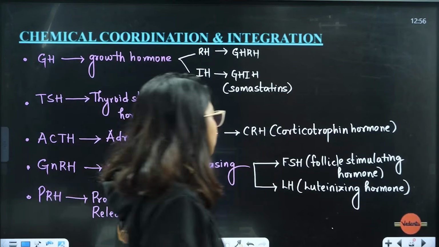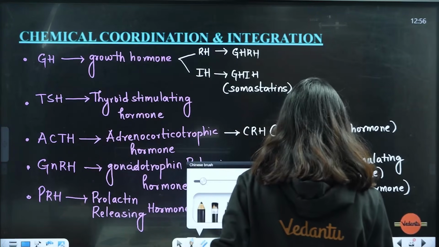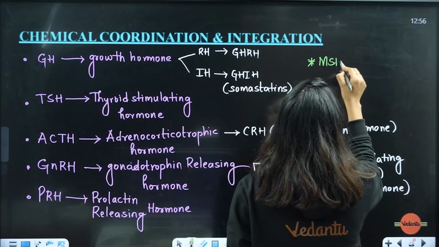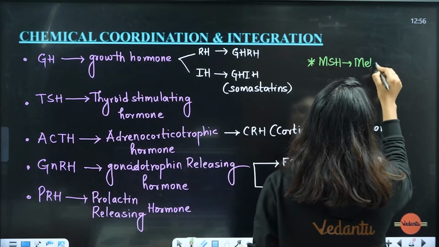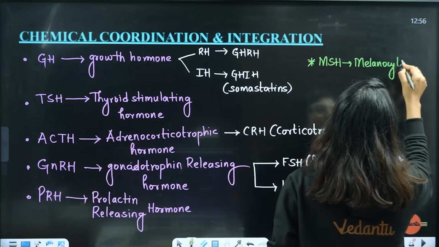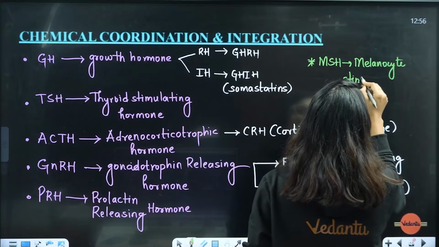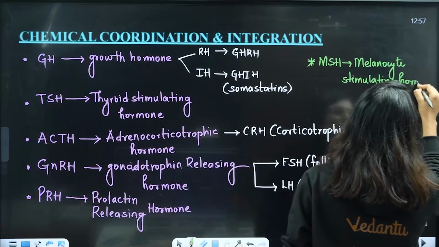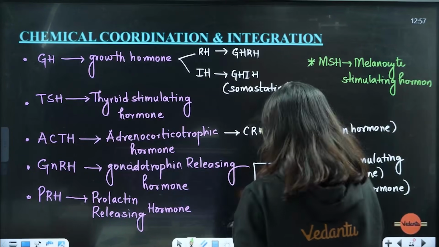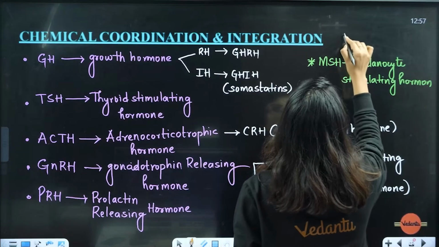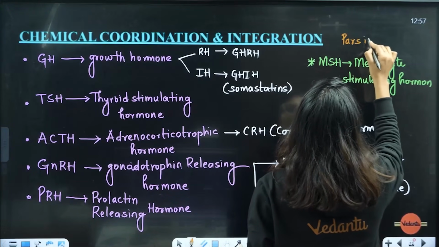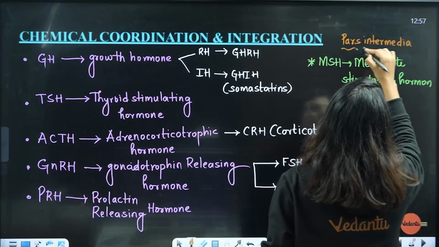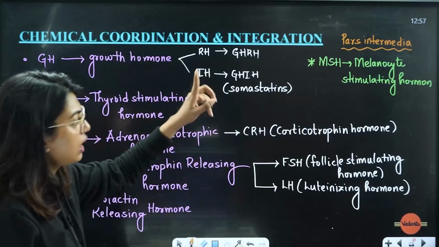Even inhibiting functions will be there. Students, here I am writing it in another color, so you should understand that it is important. Okay, here MSH is there, that is melanocyte stimulating hormone. It will be released by the pars intermedia. Okay, remember that. This is by the pars intermedia. So that is by the intermediate lobe.